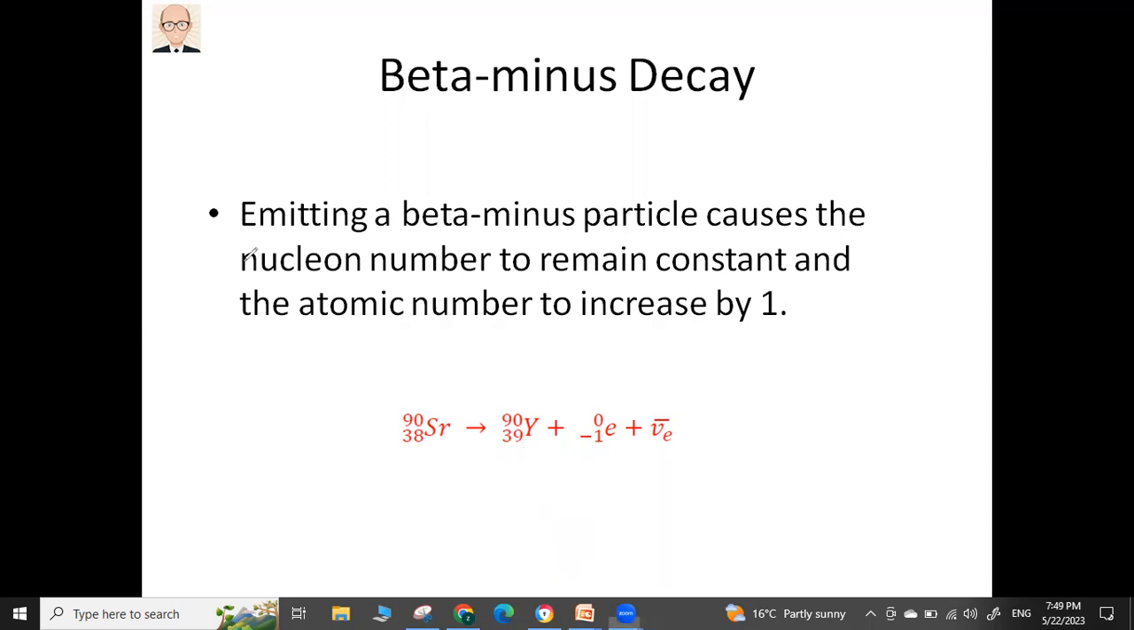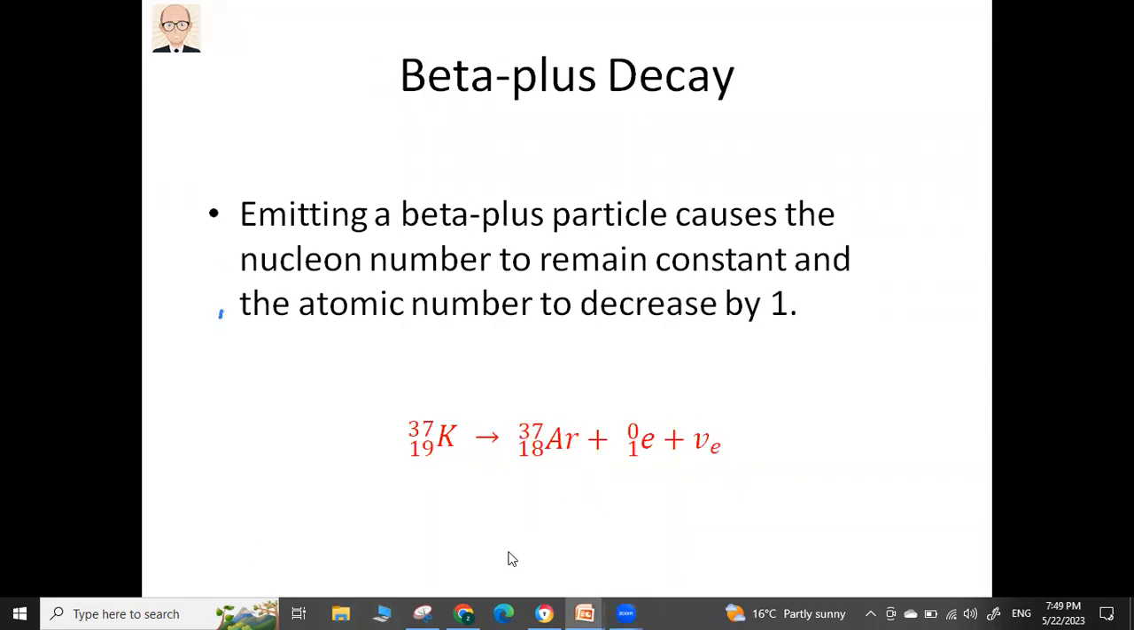So the next one is beta plus decay. Emitting a beta plus particle causes the nucleon number to remain constant and the atomic number to decrease by 1. For beta plus decay, instead of an electron, now we have a positron on the right side. The atomic number before radiation was 19, and after radiation, it became 18, so it has decreased by 1. So 19 is equal to 18 plus 1, so 19 is equal to 19. It's balanced.